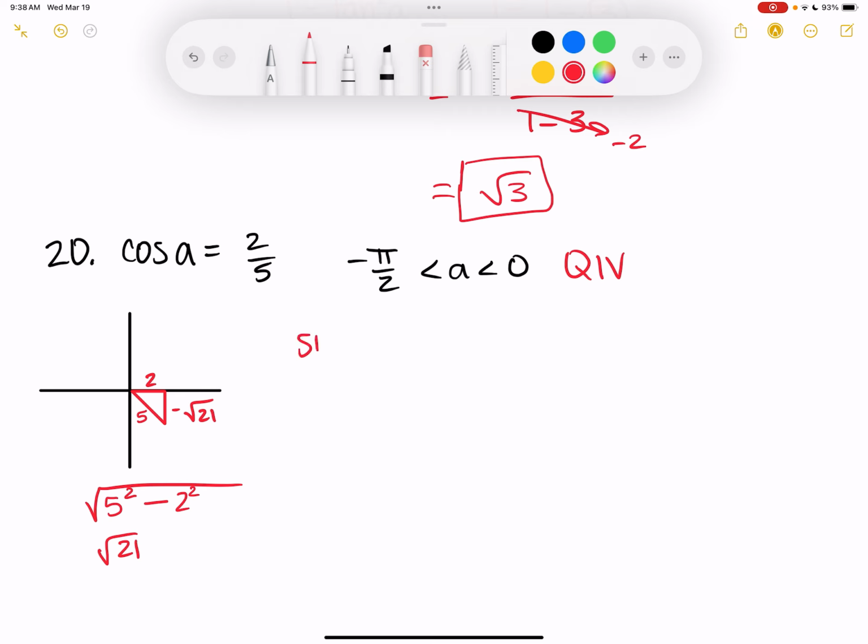So what is the sine of A? Opposite over hypotenuse: negative root 21 over 5. Cosine of A is 2 over 5. That was given to me. Tangent of A: negative root 21 over 2.